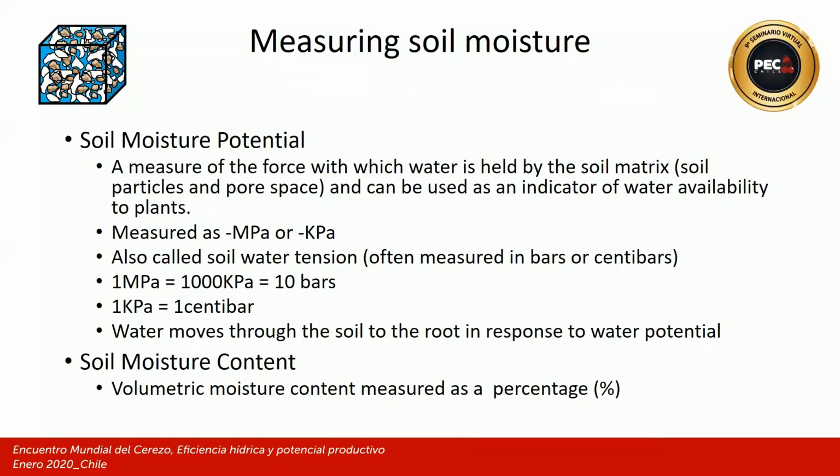It is also called soil water tension, which is usually measured in bars or centibars, which are positive values. 1 megapascal equals 10 bars and 1 kilopascal equals 1 centibar. As mentioned earlier, water moves to roots in response to potential differences. Soil water content, on the other hand, is the amount of water in the soil and is measured as a percentage of the soil. This can be either as a weight or a volume, but it is usually reported as volumetric soil water percentage or water content for irrigation purposes.